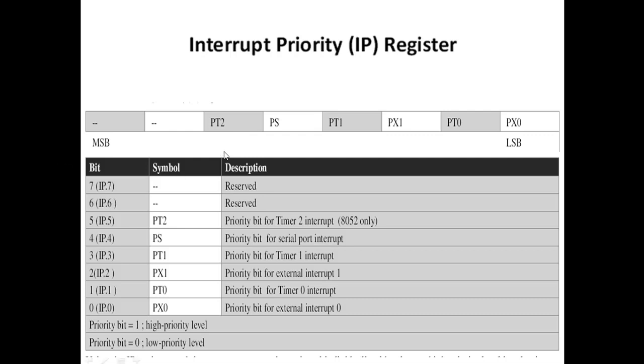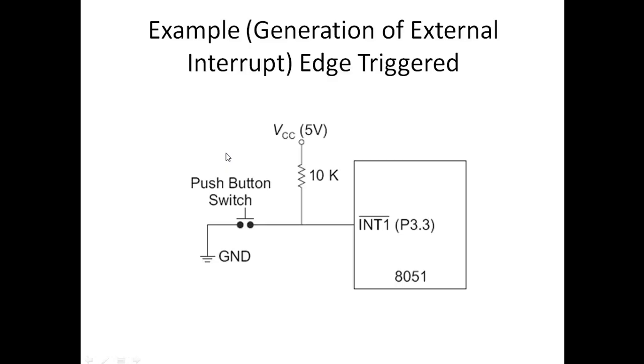Okay. Now one more thing. Suppose we are talking about the external interrupts. Those external interrupts can be level triggered or edge triggered, and for that we have particular bits in our timer control register known as TCON.